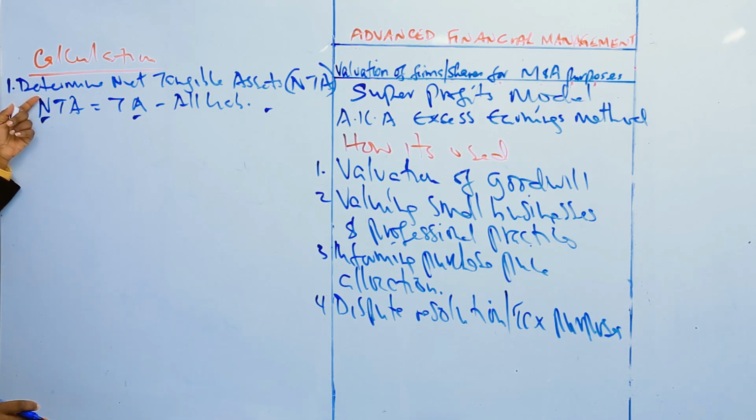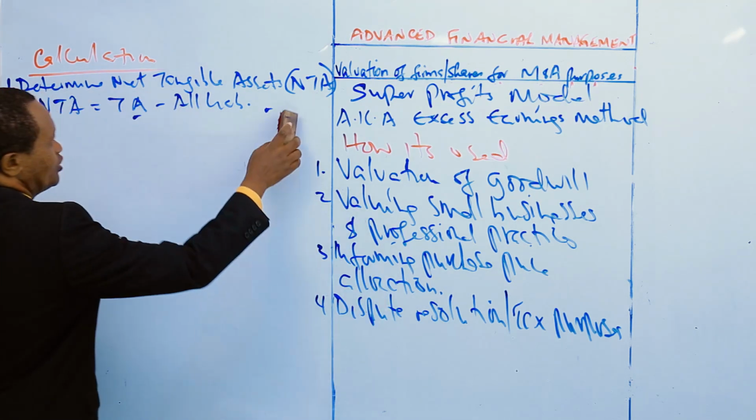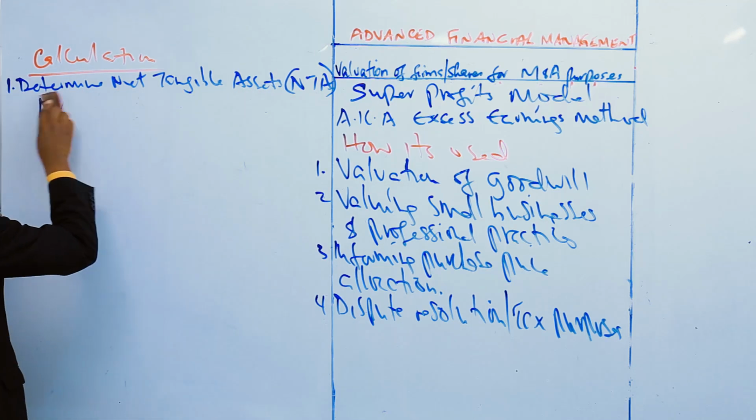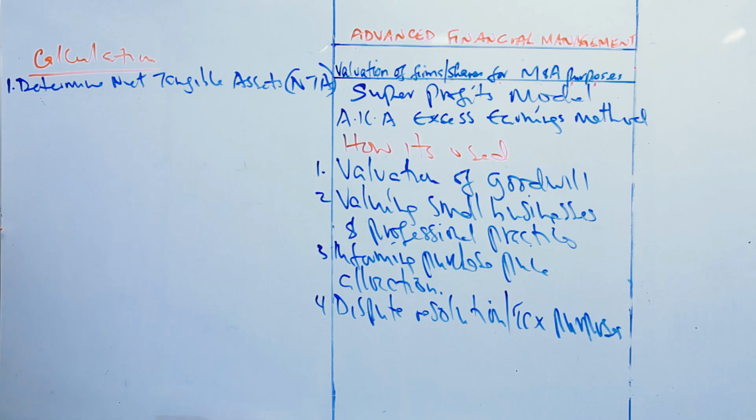So step number 1 is to determine the net tangible assets. And you get the net tangible assets by subtracting the fair market value of liabilities from the tangible assets. That gives you the net tangible assets, or capital employed. It's also known as capital employed. That is step number 1, the net tangible assets or capital employed.